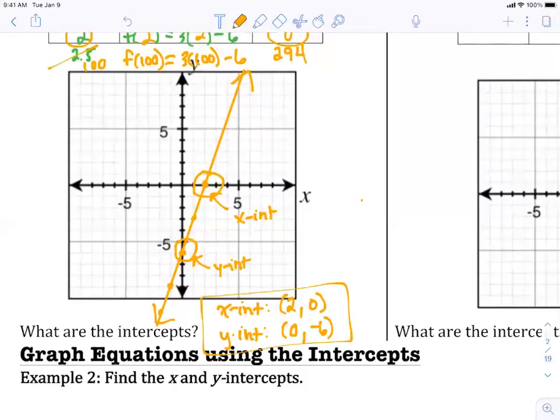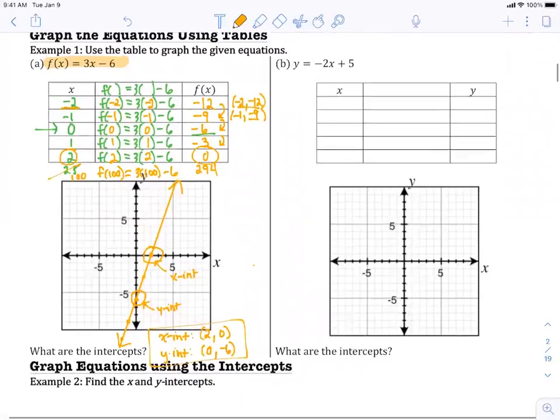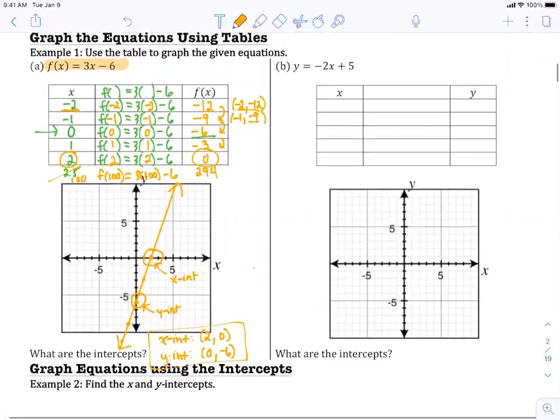There are my intercepts. So what I want you guys to do right now, I want you to pause your video, and I want you to try part B on your own right now.